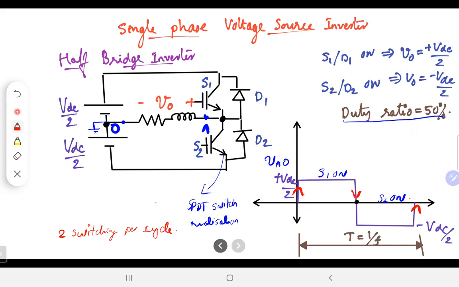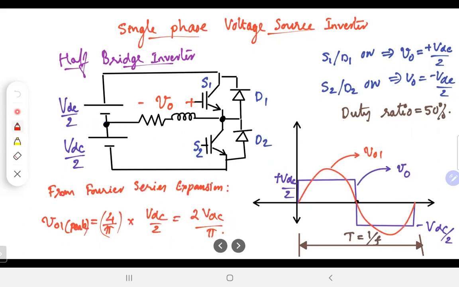Anyway, we also said that based on the Fourier analysis, the fundamental voltage, which would be a sinusoid, will be exactly the peak value of the square wave multiplied by 4 by pi. In this case, the peak value is VDC by 2, and therefore the maximum fundamental voltage which I can obtain from this one is 2 VDC by pi.